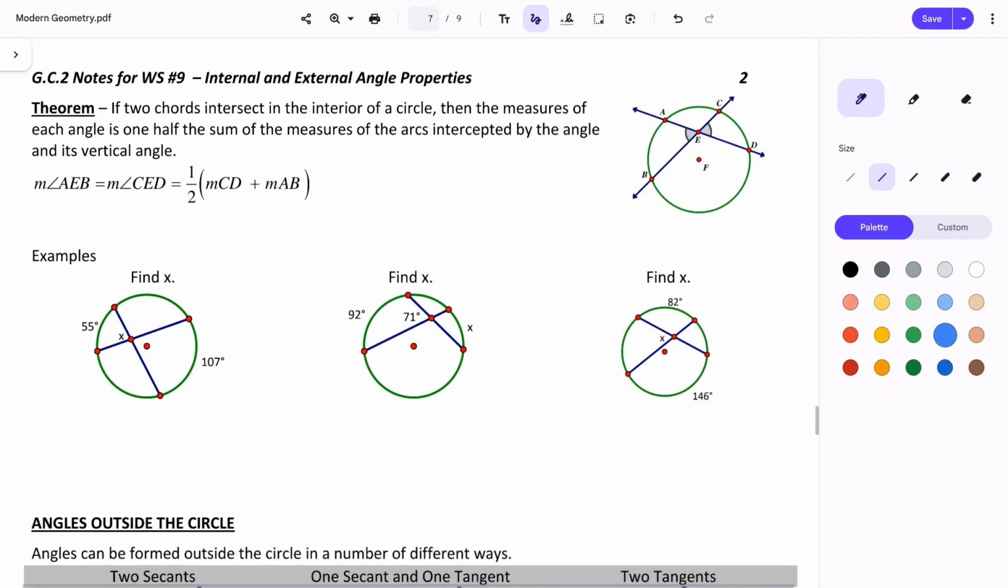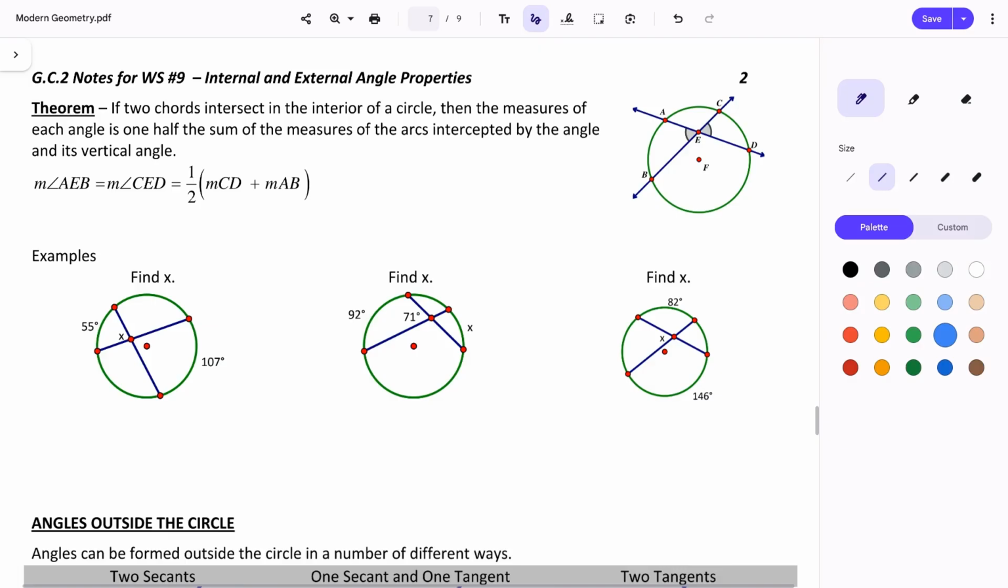So we've got our next theorem for the day. It says, if two chords intersect in the interior of a circle, then the measure of each angle is 1/2 the sum of the measures of the arcs intercepted by the angle and its vertical angle. Okay, that's a lot of words, right? There's a lot of stuff being said there. So let's break this down into what we were just looking at.